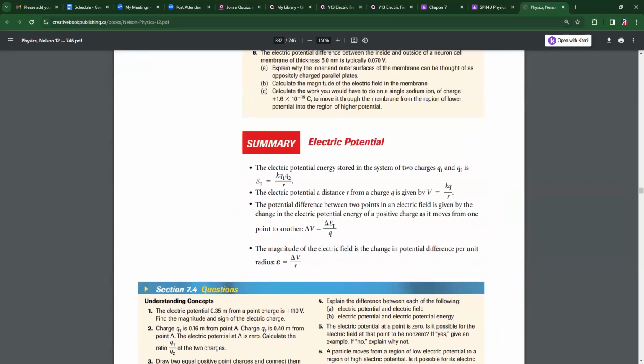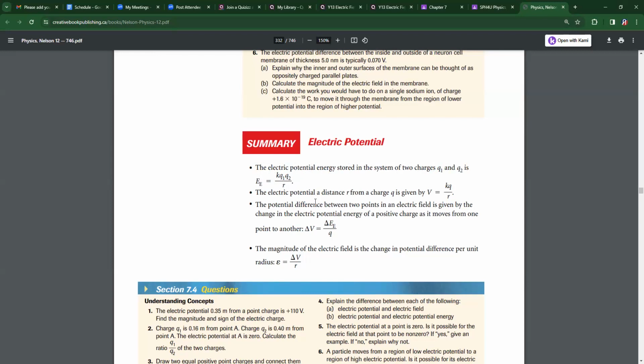Okay, so summary for electric potential. If you have two charges, the electric potential difference between them equals, like, force multiplied by displacement, try to think this way. And Coulomb's law multiplied by distance will make the square disappear. So the product of two charges multiplied by the coefficient divided by distance is the electric potential energy between two charges.